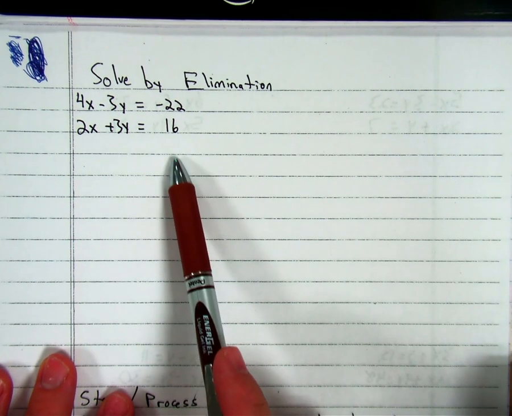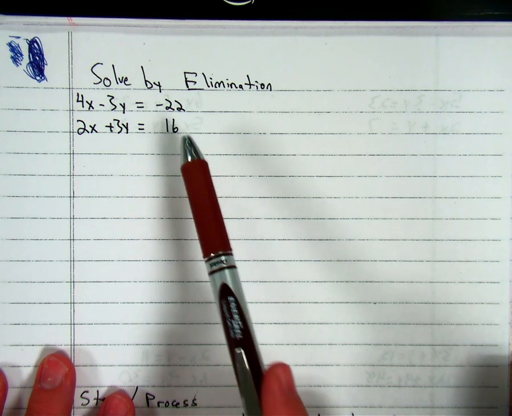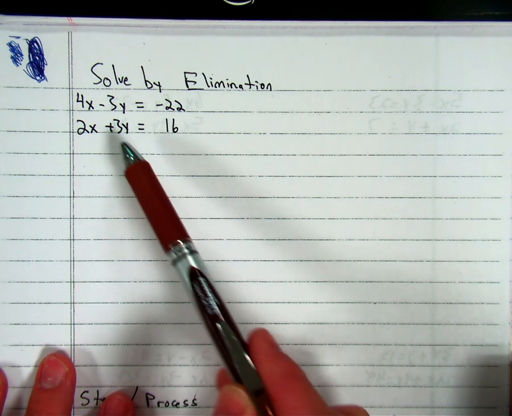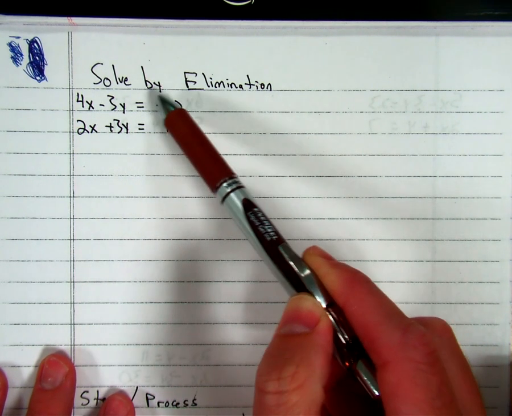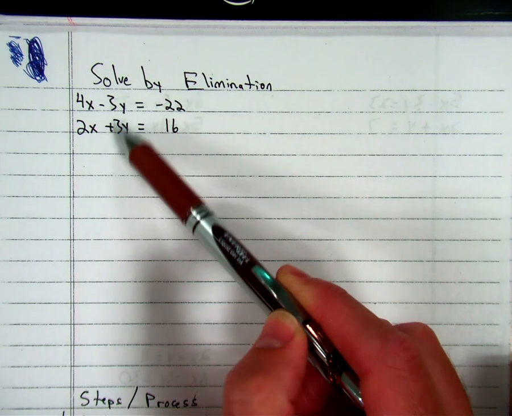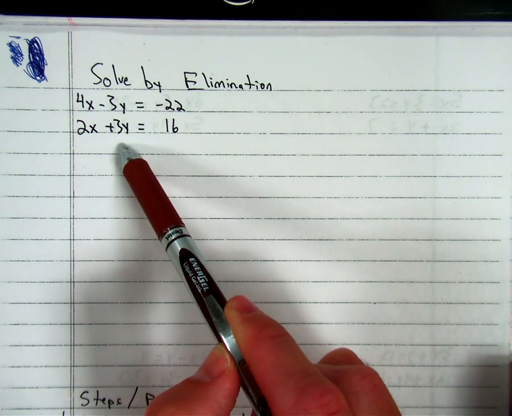And our first problem that we're going to do today has it already set up perfectly for elimination. This is the situation that we are trying to get: one variable that has matching coefficients but opposite signs. Minus 3y and a plus 3y.